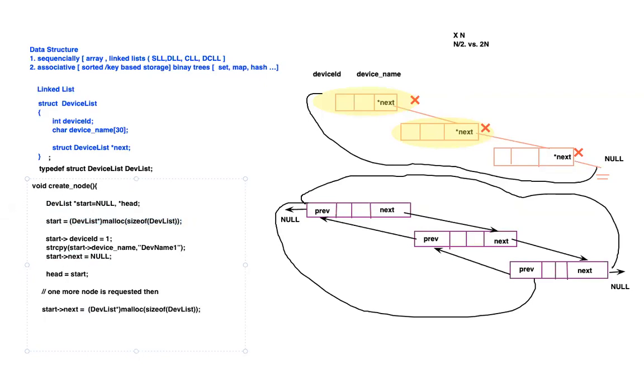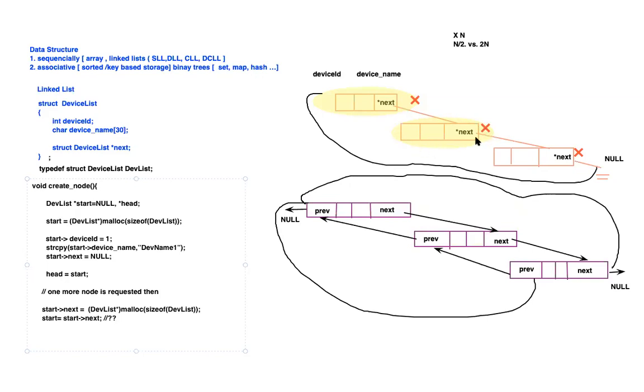Okay. And now I can say start is equal to start of next. What is this? Start of next is pointing to null right now, isn't it? Yeah, it's right now pointing to null. So I allocate a new memory, which is this memory. So start of next is allocating a new memory like this.